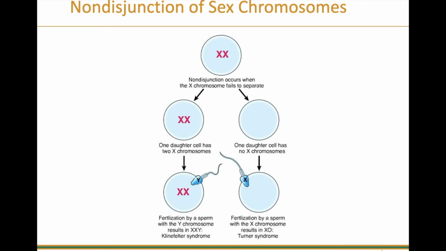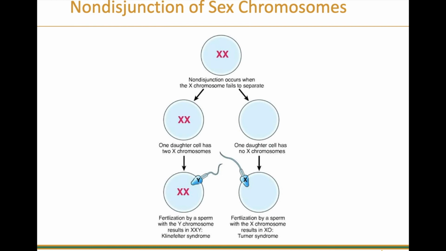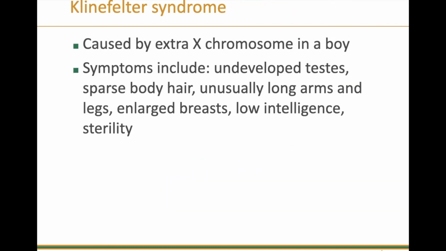And if it happens with sex chromosomes, on the left here we have one cell with two X chromosomes, and then when it's fertilized with a Y, the genotype is XXY, and that is Klinefelter syndrome. Klinefelter syndrome is caused by an extra X chromosome in a boy, and these symptoms include undeveloped testes, sparse body hair, unusually long arms and legs, enlarged breasts, low intelligence, and sterility.